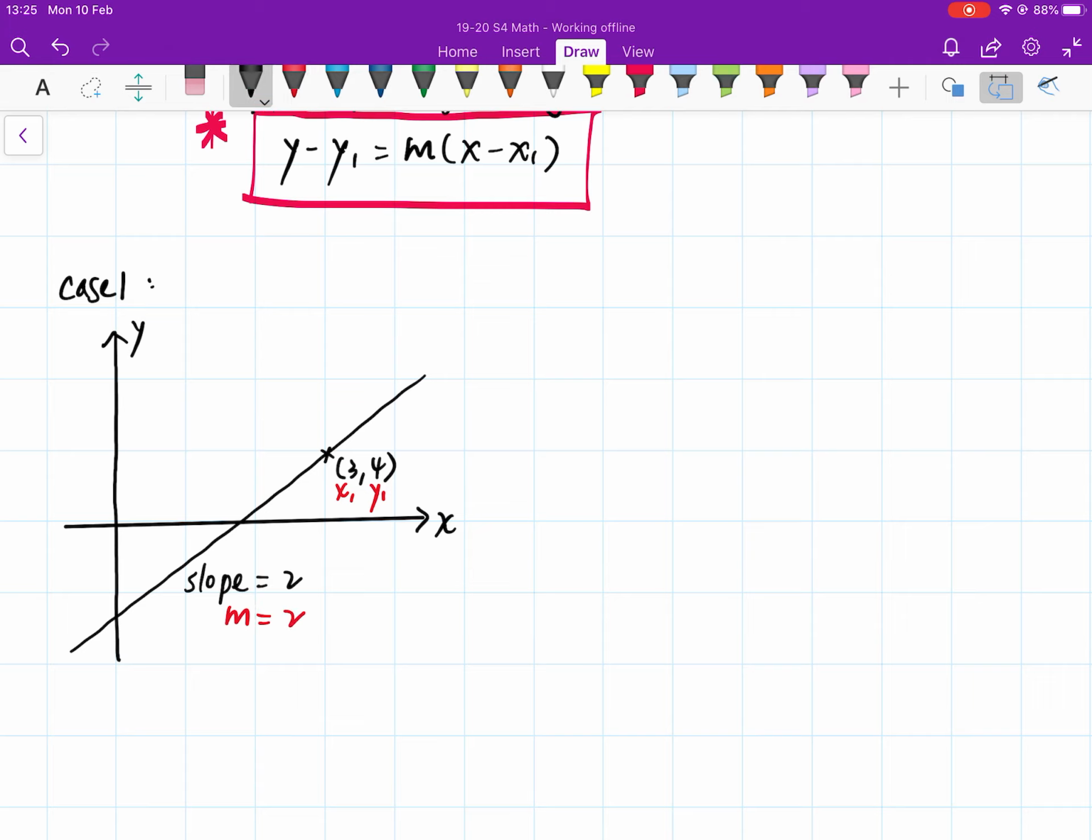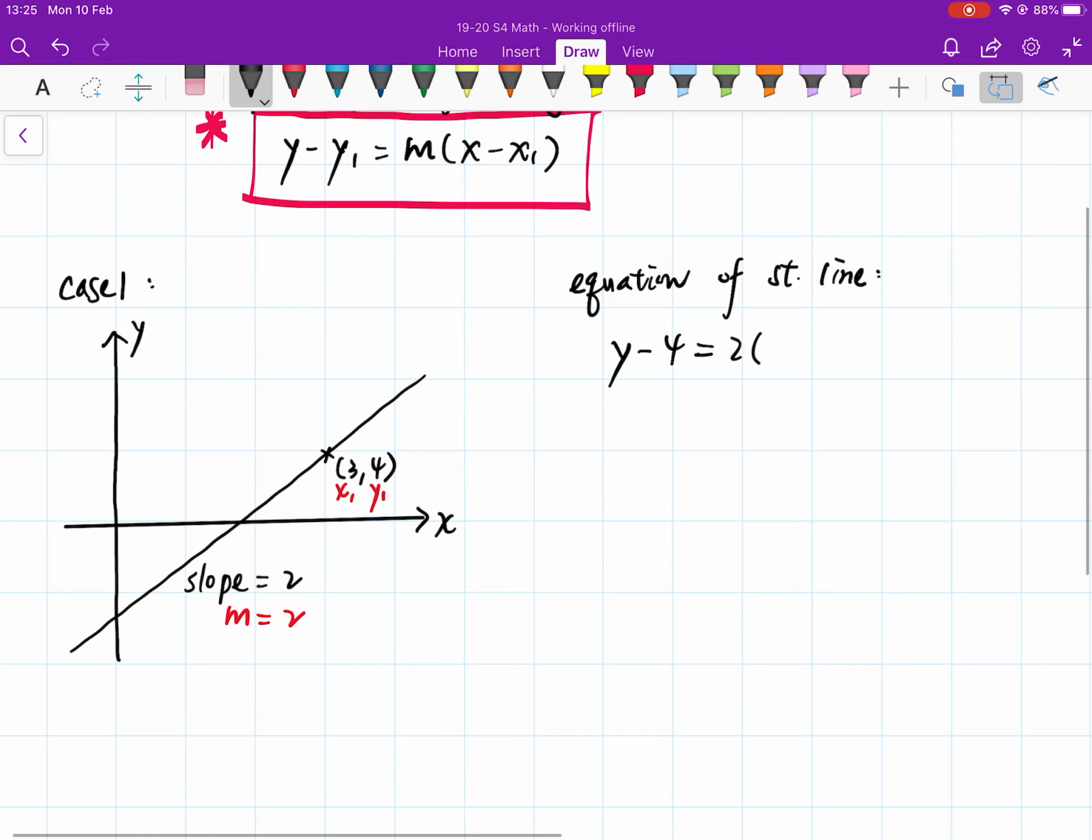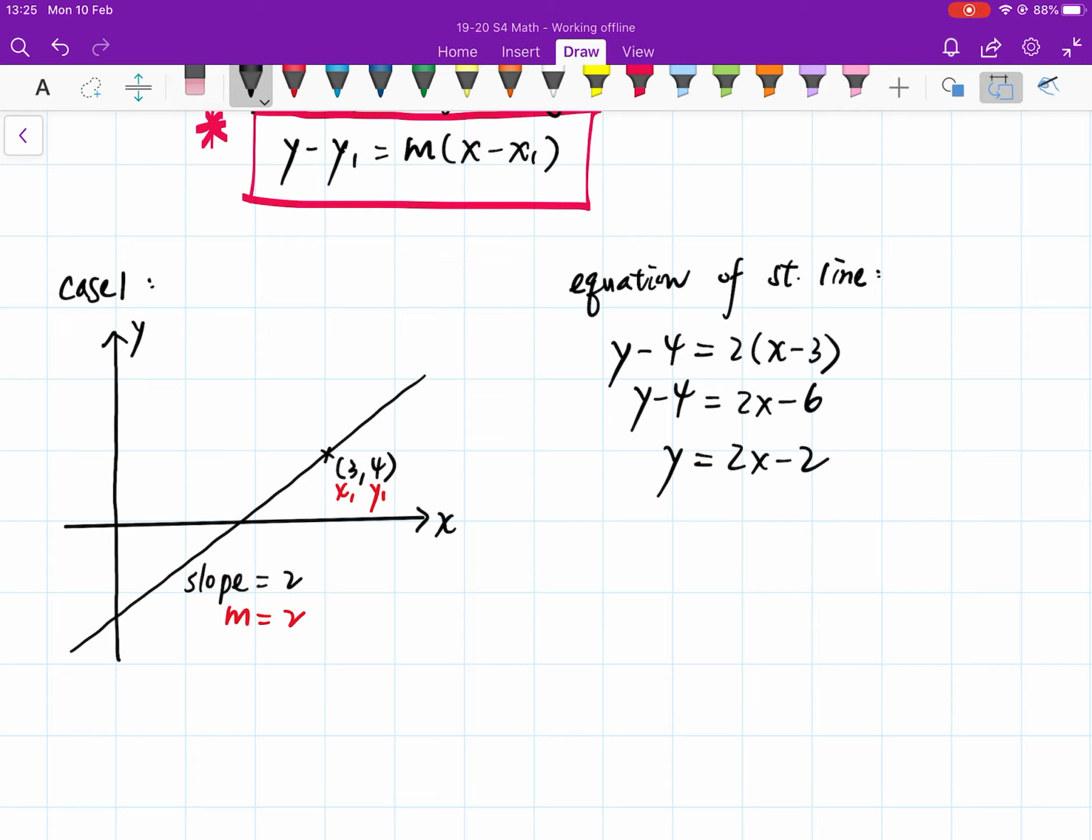Therefore, using the equation of straight line, we can set up an equation. y minus y1, 4, equals to 2, the slope, times x minus x1, 3. Therefore, y minus 4 equals to 2x minus 6. And finally, y is equals to 2x minus 2.